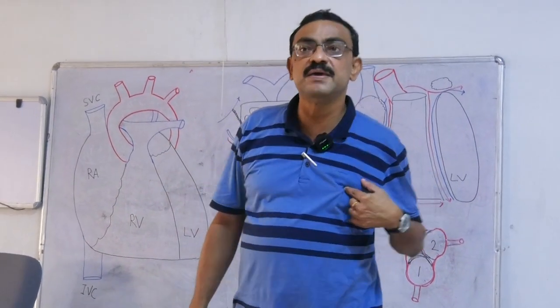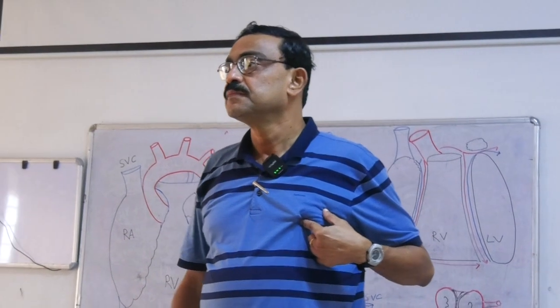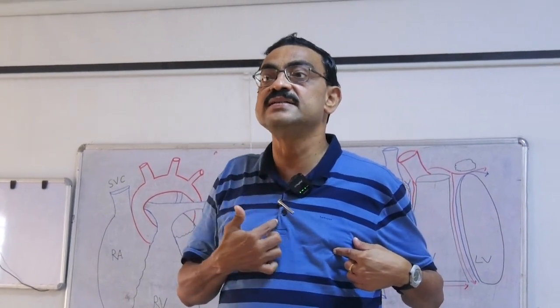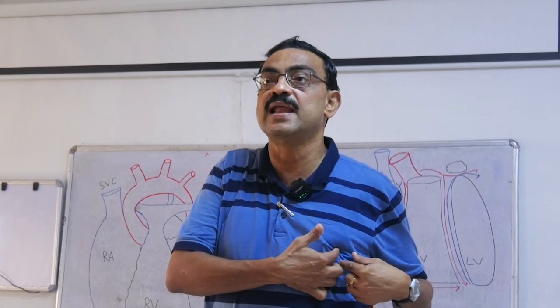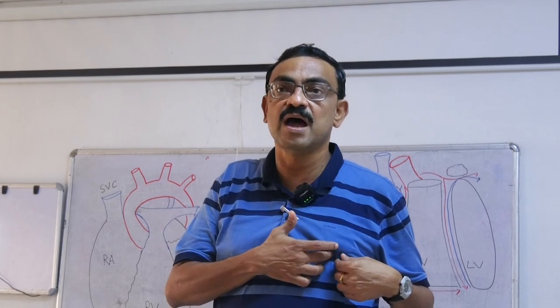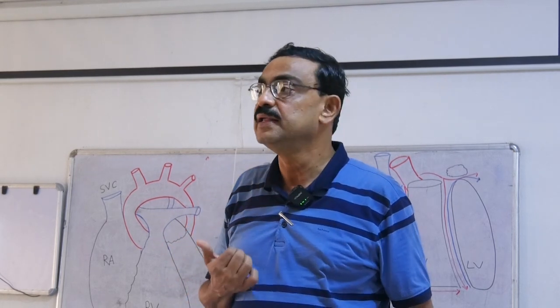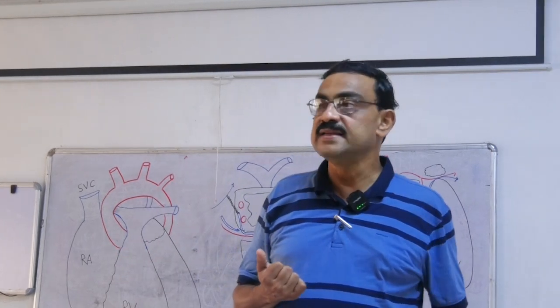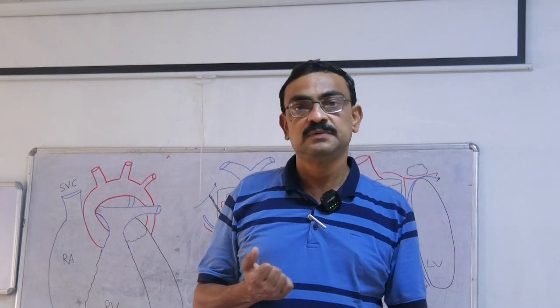And what is the location of the apex? It is in the fifth intercostal space, 9 centimeters away from the midline. As a rough idea, it is medial to the nipple. That is the apex of the heart.